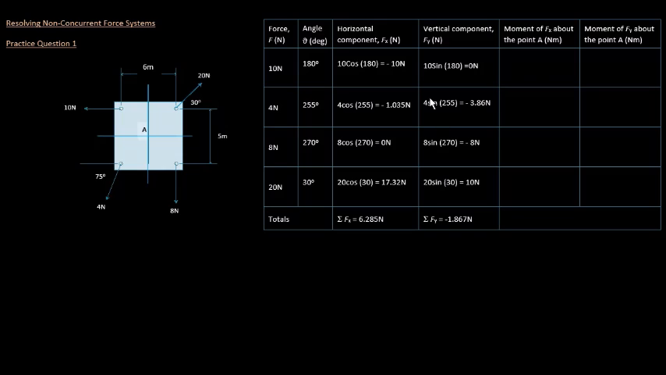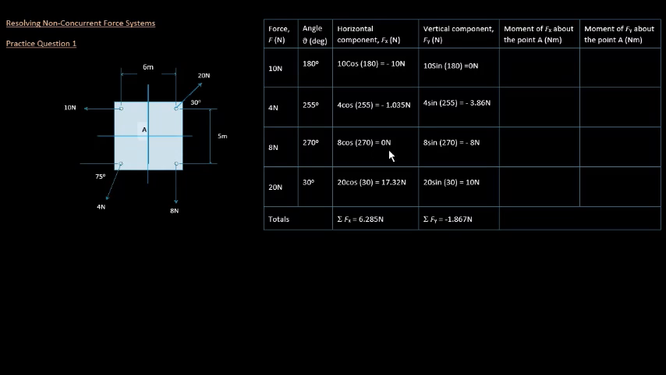Good. All the horizontal components are calculated from the same formula. It's the force cos of the angle, and all the vertical components are calculated from force sine of the angle. So 10 cos 180 gives us minus 10. 10 sine 180 in your calculator will give you 0. 4 cos 255 will give us minus 1.035 to 3 decimal places, and 4 sine 255 will give us minus 3.86 Newtons to 2 decimal places. So this is all what you get from your calculator.